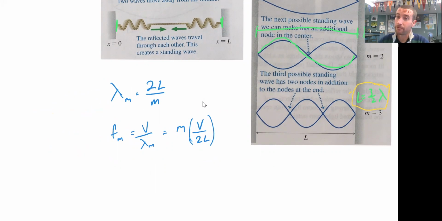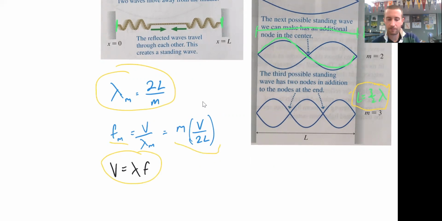Then, if I wanted to solve for the frequency of each of these, I could remember my core equation, which is wave speed equals wavelength times frequency. Solve it for frequency. So the frequency of a certain mode is equal to the wave speed divided by the wavelength. Plug in for the wavelength, and that is the number of modes times the velocity, the wave speed, over 2L. So that's just a manipulation of this equation and this equation, saying now frequency equals mv over 2L.